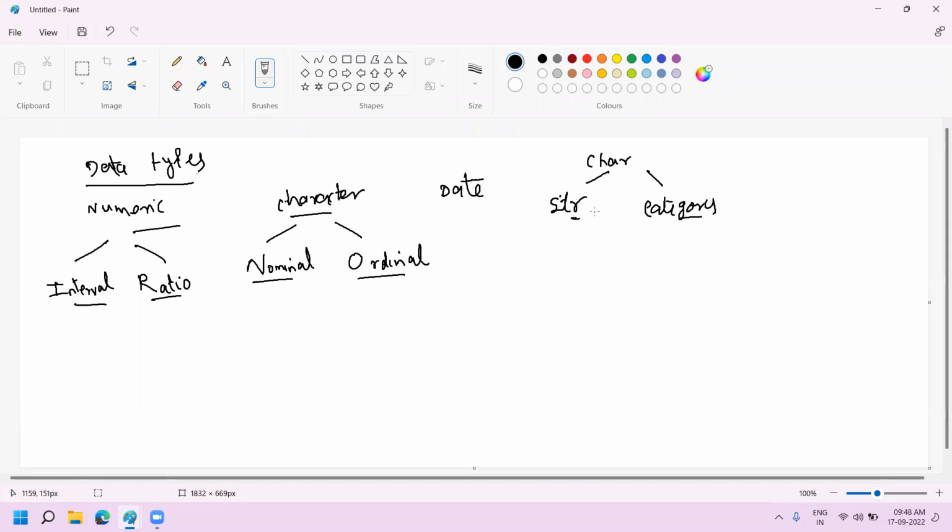String is a series of characters. Category is a type of single character, like gender. I can also have male, female. That is also a category.